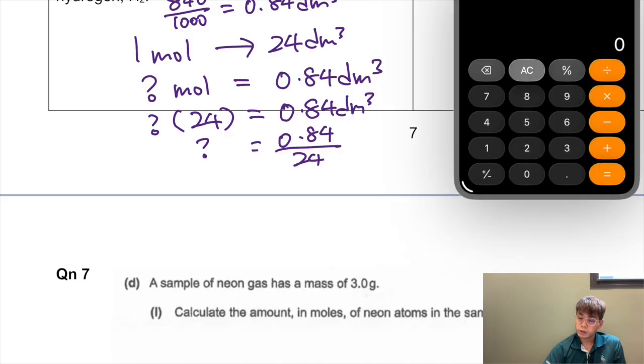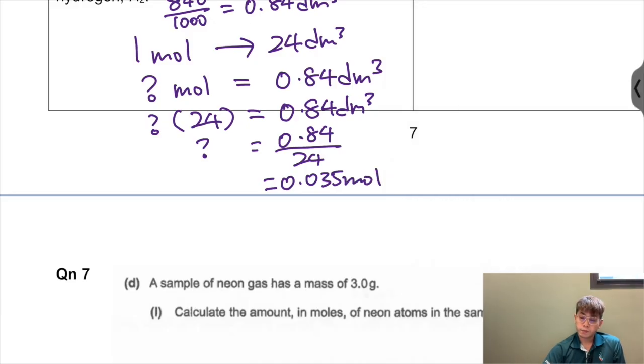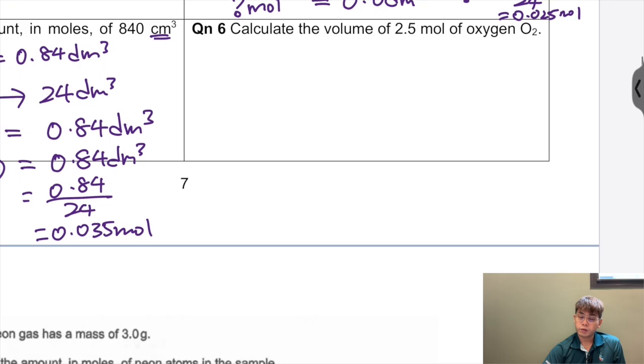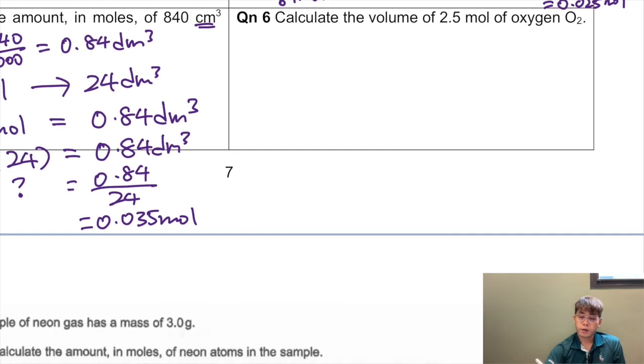So question mark is equal to 0.84 divided by 24. Calculator, 0.84 divided by 24. So that is equal to 0.035 mole. Last example, question number 6. Calculate the volume of 0.25 moles of oxygen. So now there's no cm cube, so I don't need to convert, right? No cm cube, don't need to convert.